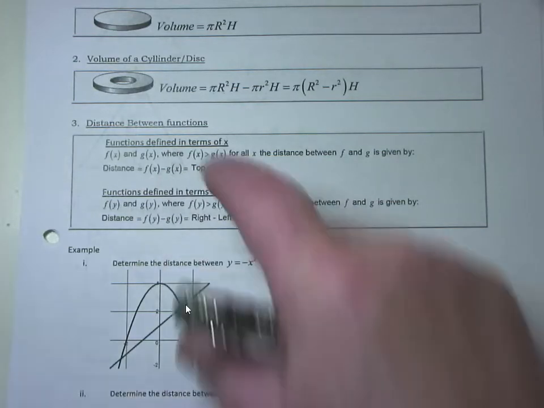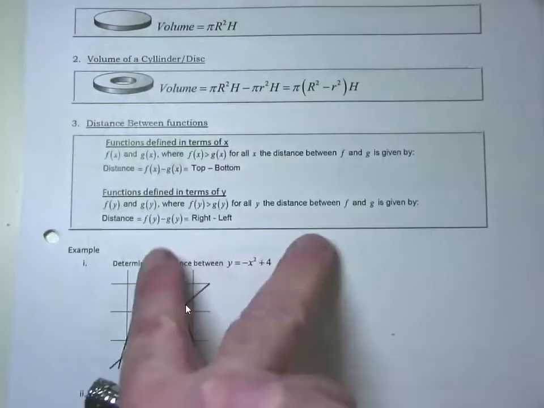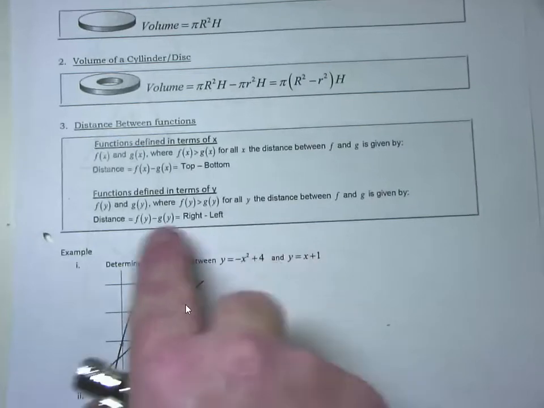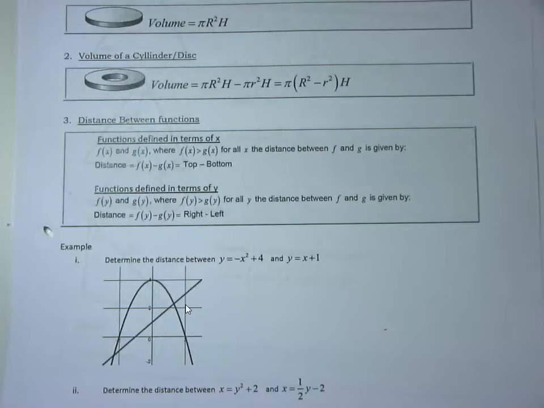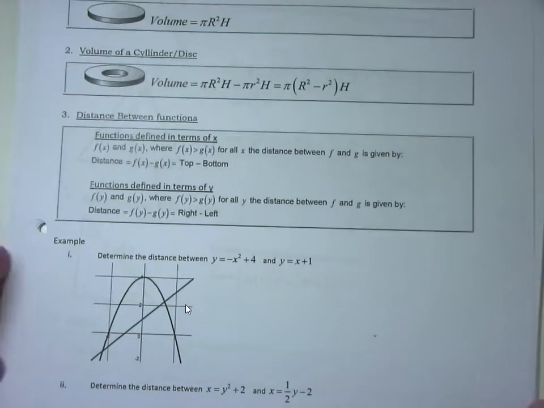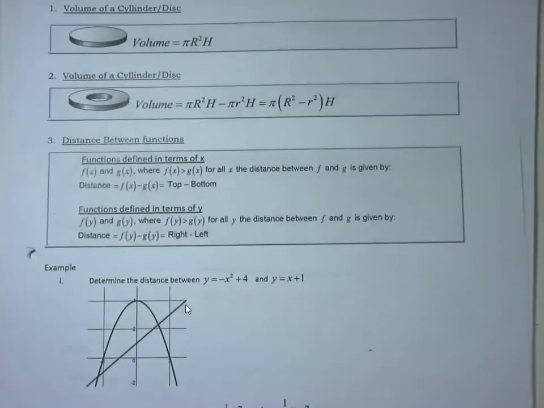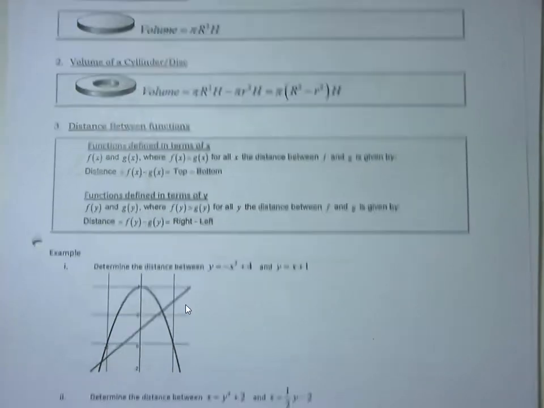Or, if you're not doing top and bottom, you're going to do right and left. It's going to be right minus left, and that's going to be your dy. This right minus left and top minus bottom is going to be a distance between two functions, whatever the location of those two functions. Because we're going to be tying all this stuff together to create volume. And you'll see in a second here.